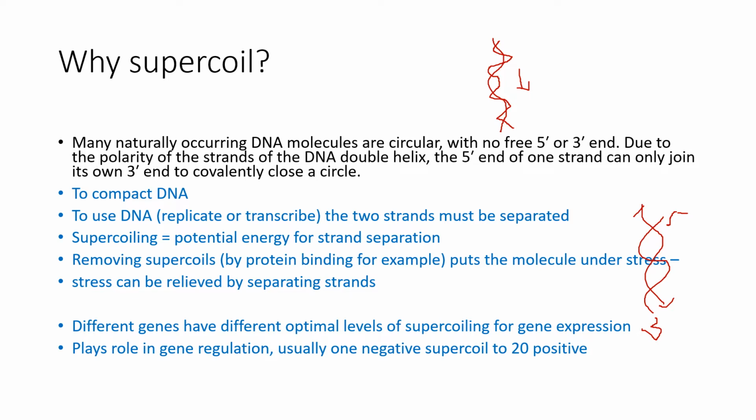Different genes have different optimal levels of supercoiling. The coiling may be tight or it may be loose. So it is all affected by gene expression, and gene regulation plays an important role. Usually there is one negative supercoil with 20 positive supercoils. In the next slide, we'll discuss what negative supercoiling and positive supercoiling are.